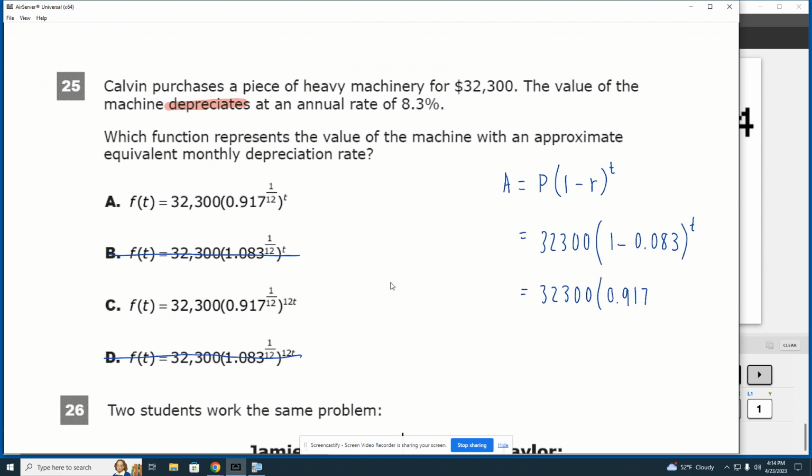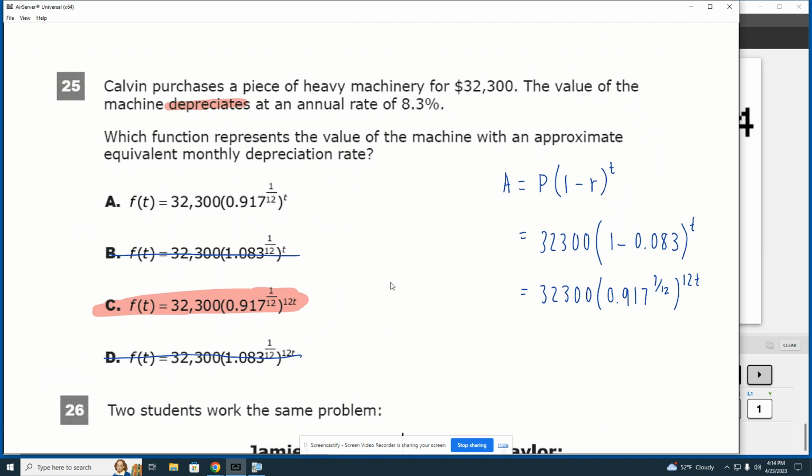Well, if you guys recall, when we took monthly depreciation rate, what we did is we raised that value inside to the 1/12 to break it down to monthly. But you can't change the whole equation. To make up for that, you would raise it to the 12T power. So what you did on the inside, you had to make up for on the outside. Well, the one that does that is C. C is my answer.